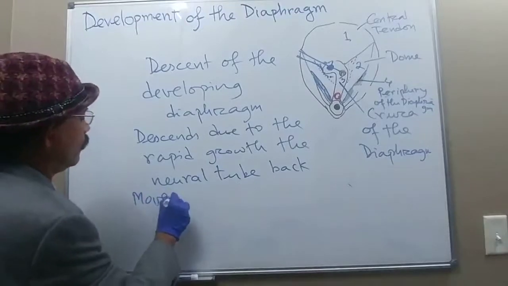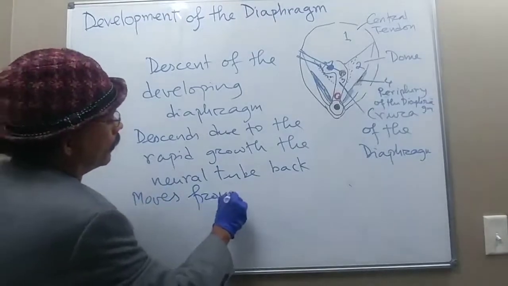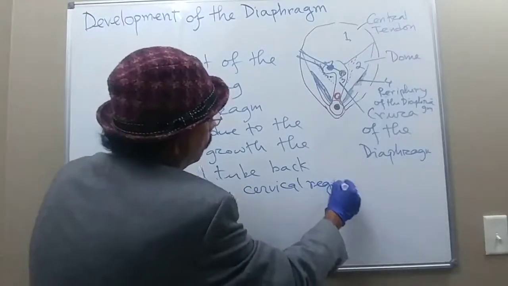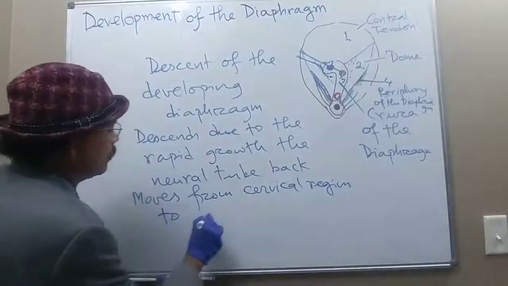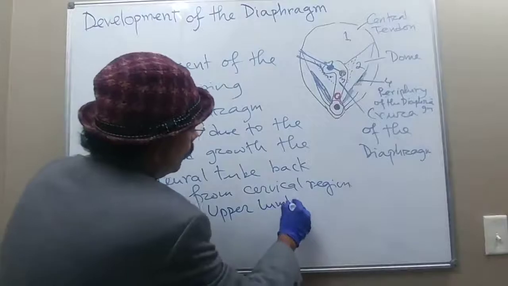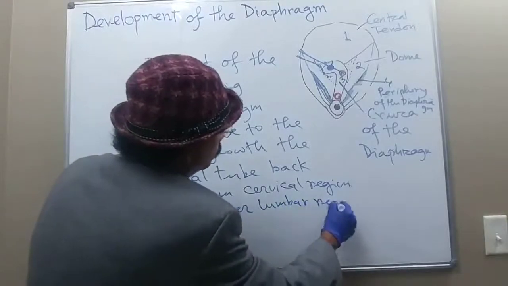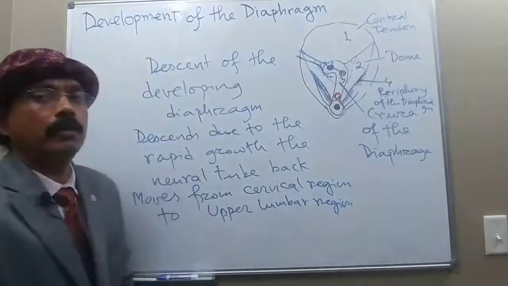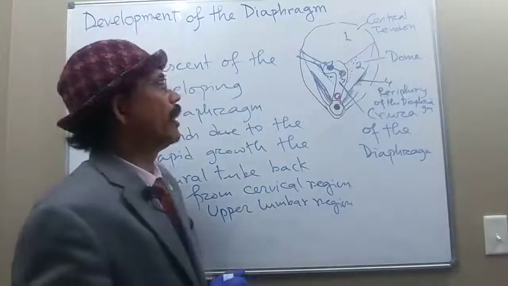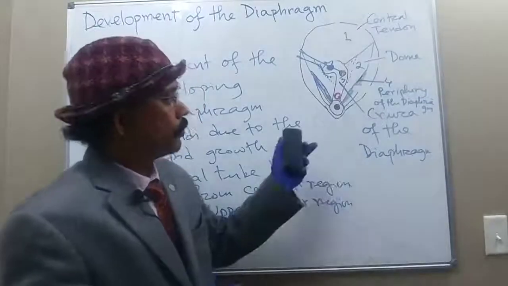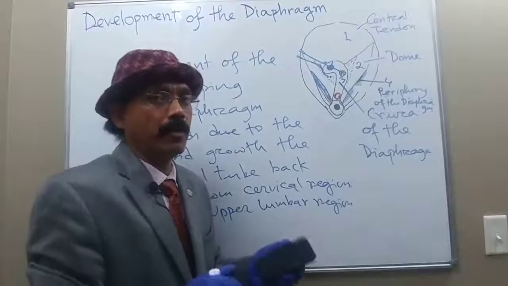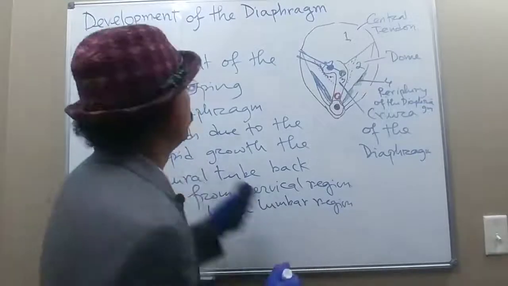So ultimately it moves from the cervical region to the upper lumbar region, but it picks up the phrenic nerve from the cervical myotome through the pleuropericardial membrane passage of the phrenic nerve.